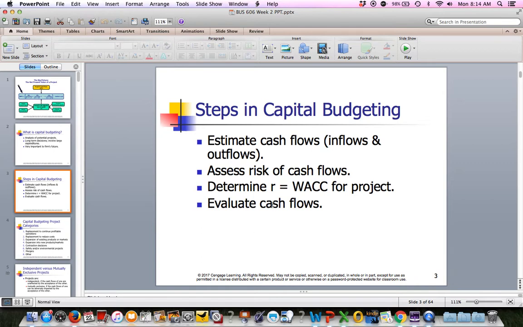I determine the R, that required rate of return, which is called the WACC for the project. And the WACC stands for weighted average cost of capital. Essentially, the cost of obtaining capital for my business. All sources of capital, debt, equity, retained earnings, whatever that would be, that's the weighted average of all that cost. And then I evaluate the cash flows.